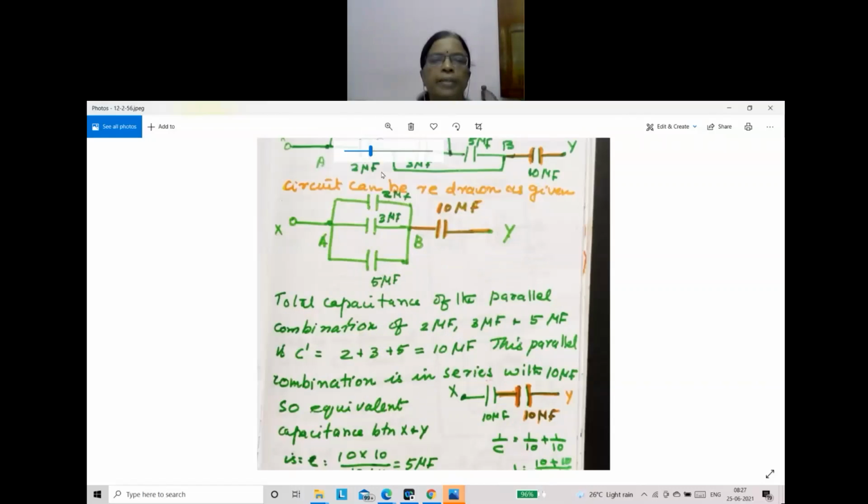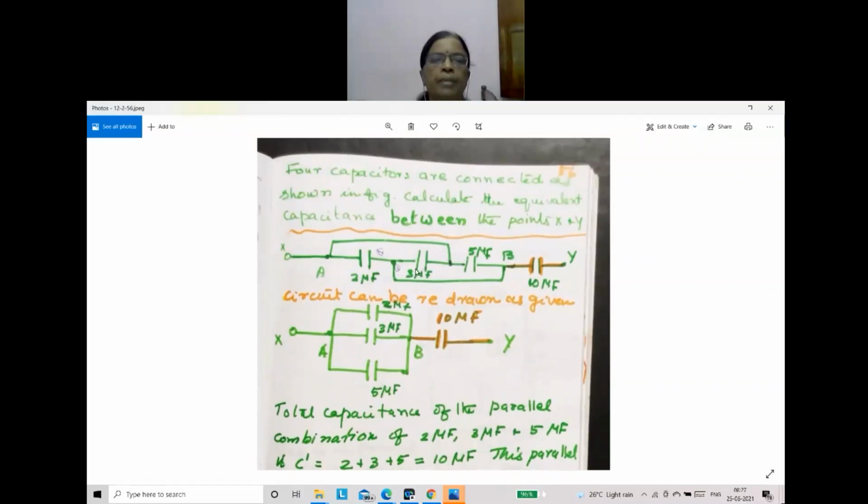See here, the plates are joined. This capacitor's one plate is joined with this capacitor's one plate, and this capacitor's one plate is joined with this capacitor's one plate. Interconnection is coming. So actually these three, this one you see, has a connection to this one and to this one. Similarly, this plate is connected to 3 capacitors, 1, 2 and 3.